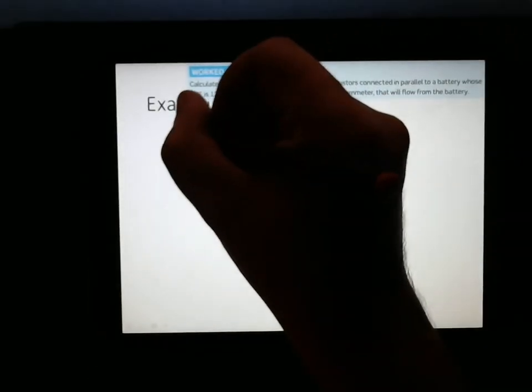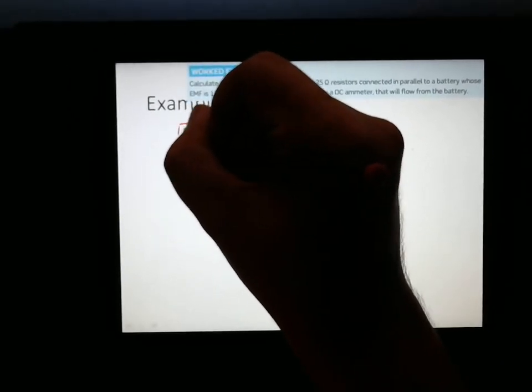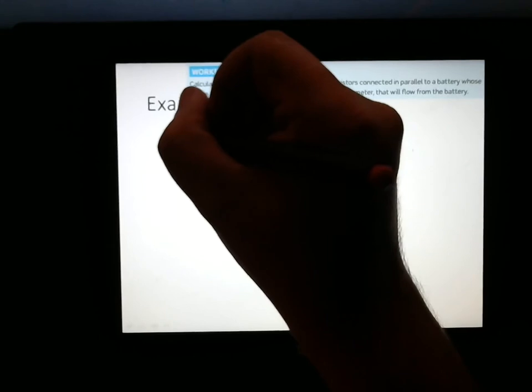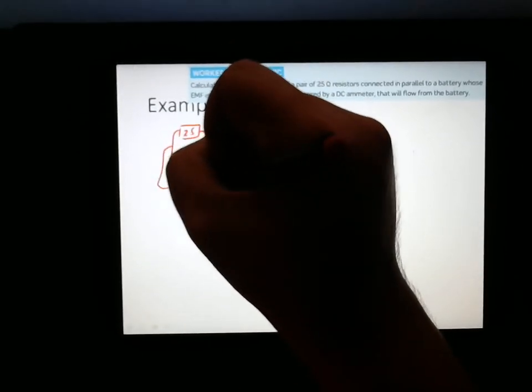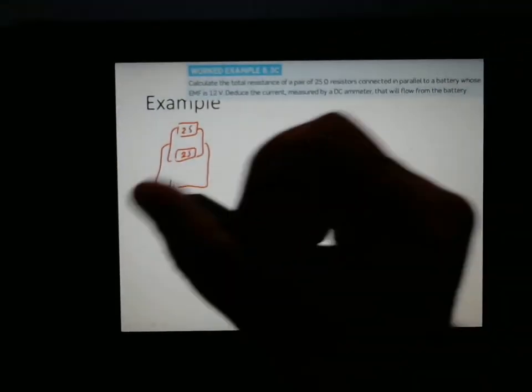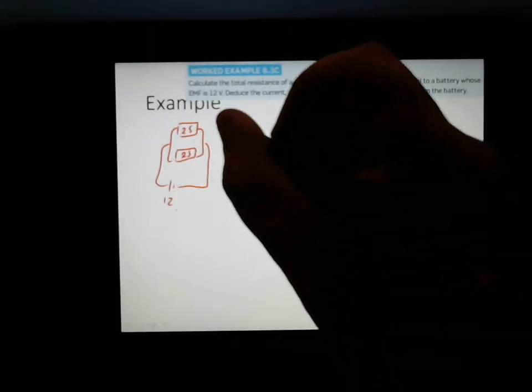So let's just do those up. I'm going to draw it out first just to help us visualize. There's a pair, so there's going to be two, and we have a battery which is 12 volts. Some people will draw multiple cells there instead of just having the one. However, I just draw one because I'm lazy. That's really all that it is.